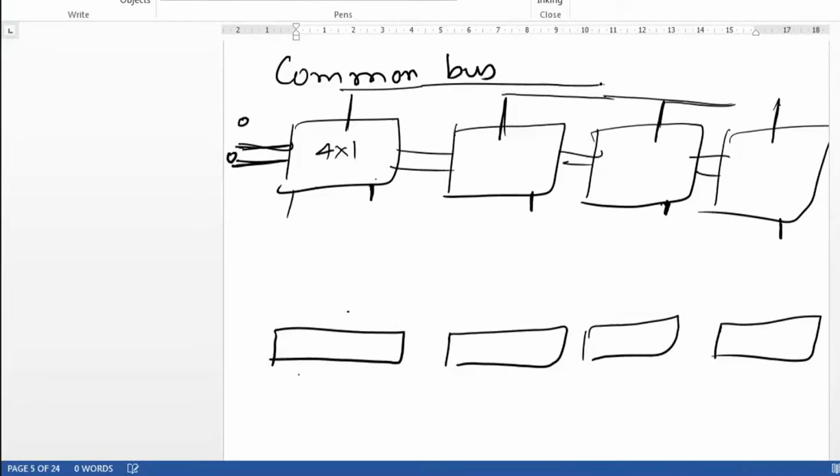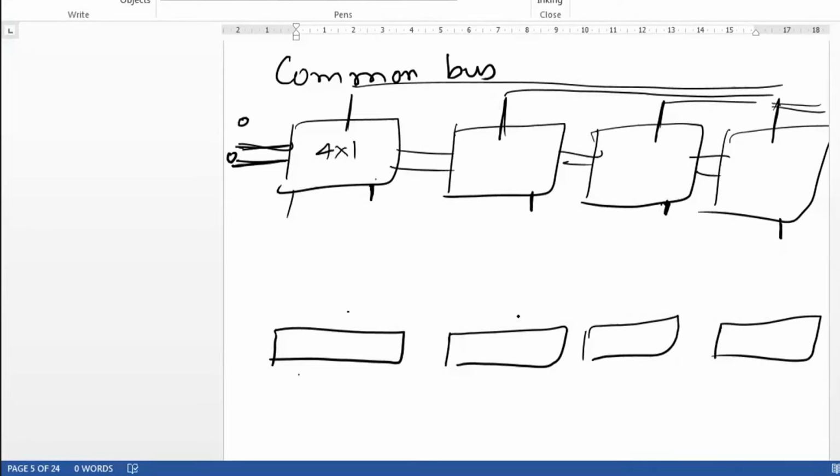ये 4 bit वाली, 4 line वाली common bus है, which can transfer 4 bits. I am drawing very dirty, but please bear with me. If I directly show you the figure, you will not understand that much. So I have a 4 line common bus. Output of each multiplexer is connected to that.